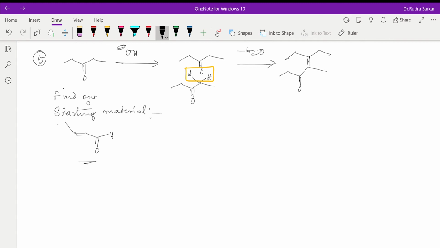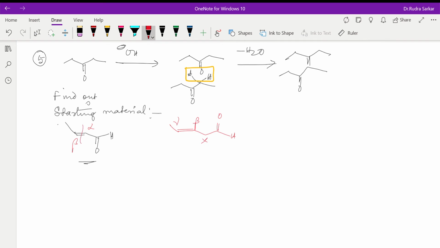So here, all you need to remember, what I'm teaching you is only for alpha beta unsaturated aldehydes and ketones. Okay, it means it cannot be used for something like this, which is basically a beta gamma unsaturated aldehyde or ketone. Not possible for this one.